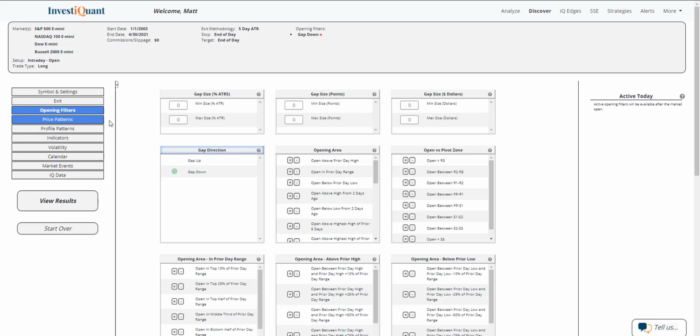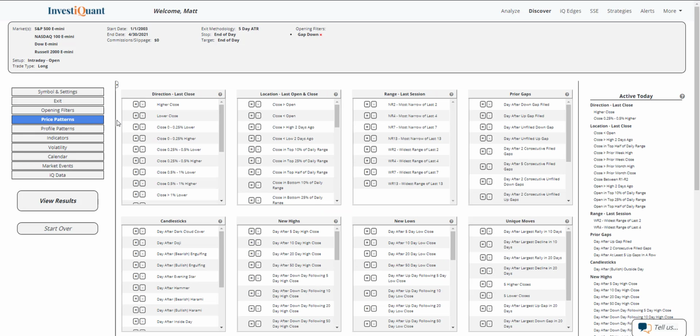Next, I'm going to go into the price pattern. I'm going to say yesterday closed at the highs of the month. The way that I can do that is simply put a day after a 20-day high close. There's typically 22 trading days in a month. So if you're trading at a 20-day high, then in most scenarios, that means you're right at the high of the month if you're doing it there at the end of the month. I'm hitting equals next to day after 20-day high close.